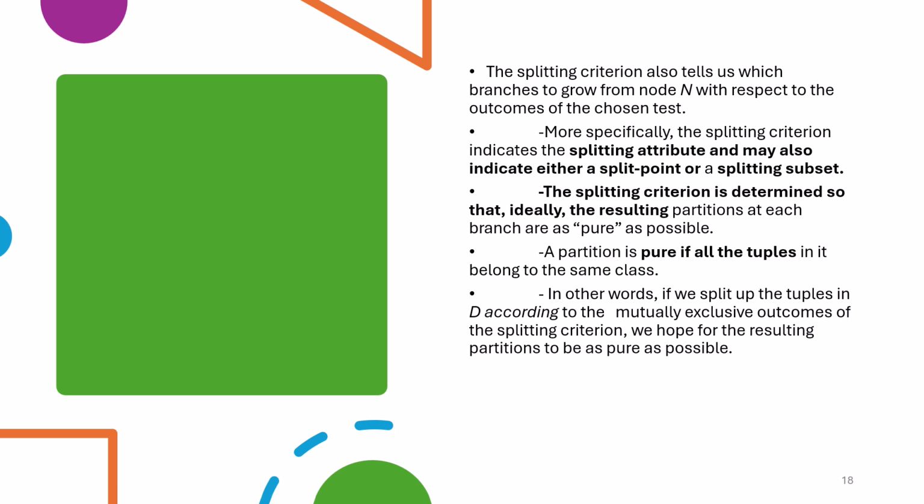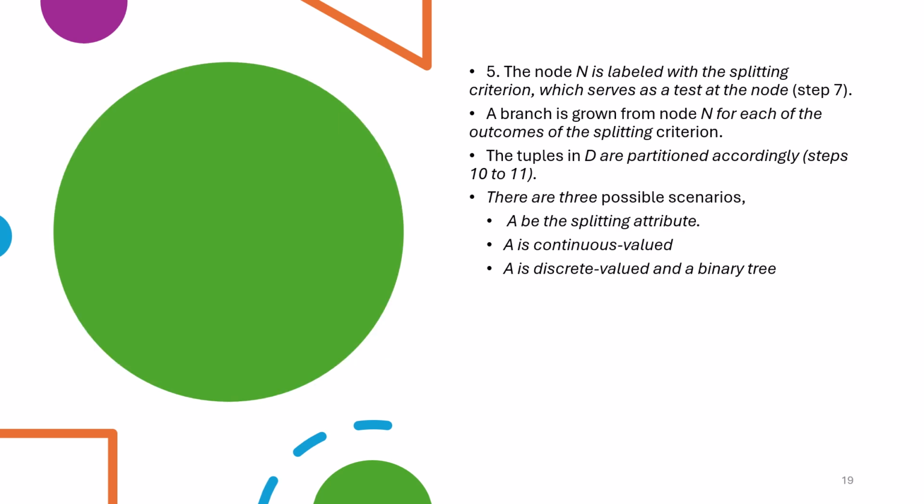A partition is pure if all the tuples in it belong to the same class. In other words, if we split up the tuples in D according to the mutually exclusive outcomes of the splitting criterion, we hope for the resulting partitions to be as pure as possible. The node n is labeled with the splitting criterion, which serves as the test at the node. A branch is grown from node n for each of the outcomes of the splitting criterion. The tuples in D are partitioned accordingly.